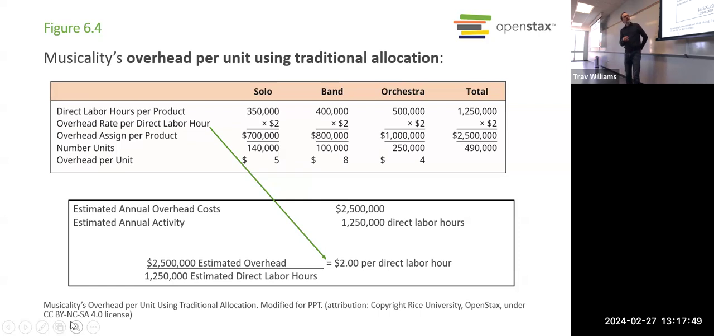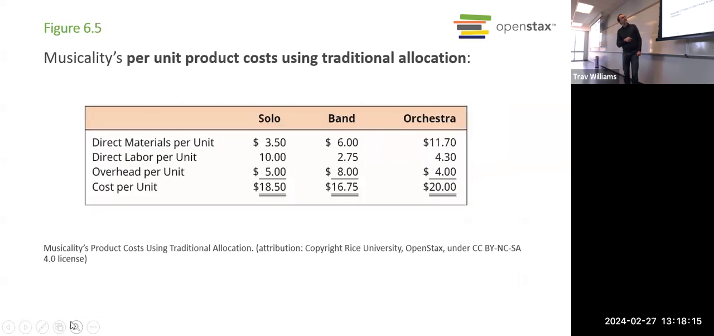That's kind of interesting because remember the band had the lowest labor cost, but for some reason it has higher overhead costs. So maybe they're using more machines or something. I don't know. Overhead cost is higher for the band version, even though their labor cost is lower for the band version. So I don't know what's going on there, but it doesn't matter.